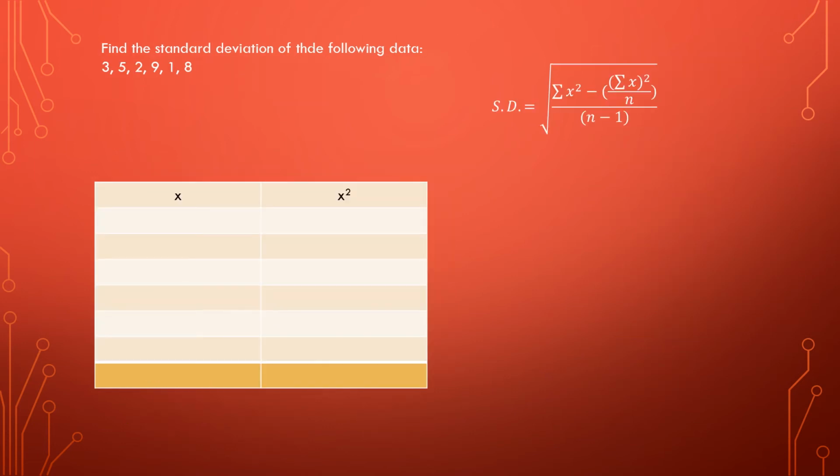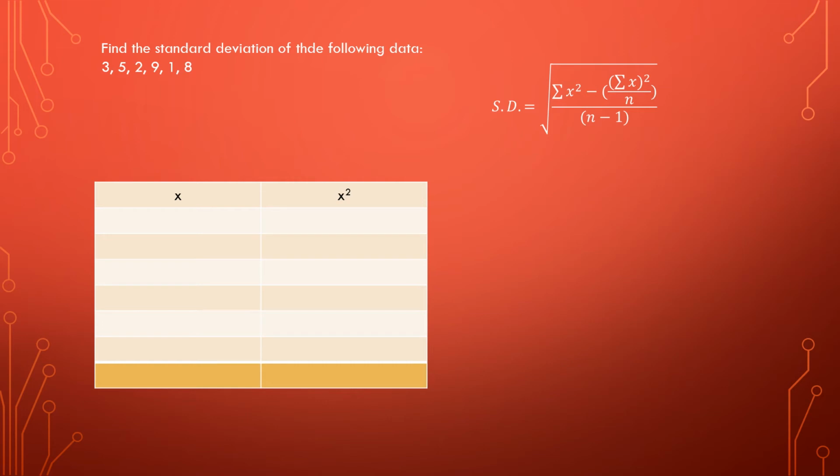So another one then, we're going to try using the other formula. And the other formula looks a lot more complicated. Okay, looks a lot more complicated mainly because it's got this sigma in it twice. Okay, but it's not any more difficult than the previous one.